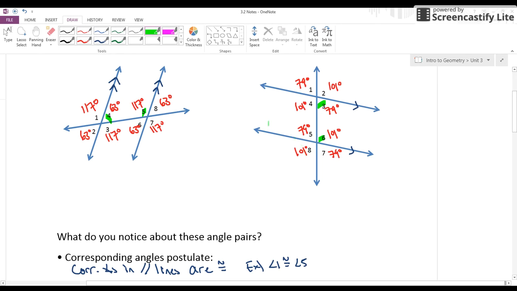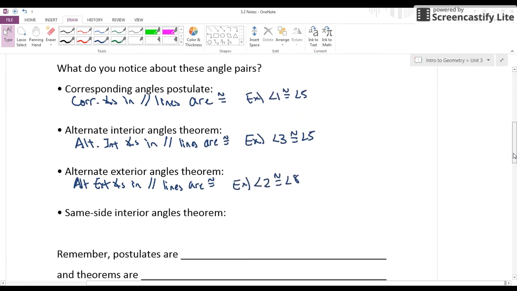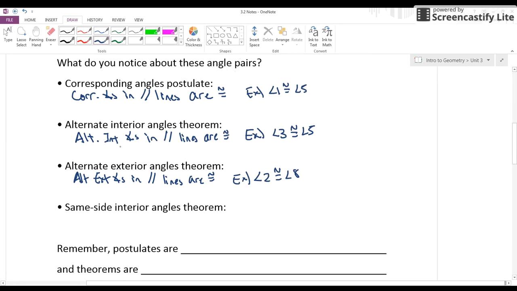Well, they're definitely not the same number. But what happens when I add them together? You guys see how they add up to 180? What does it mean when they add up to 180? It means they are supplementary. So this is the only one that's different. Our same side interior angles in our parallel lines are supplementary.